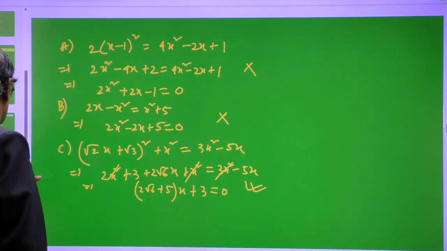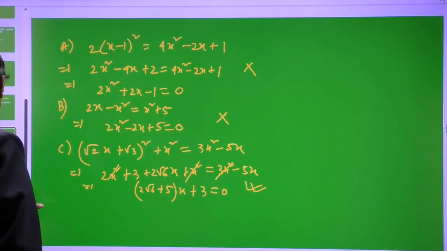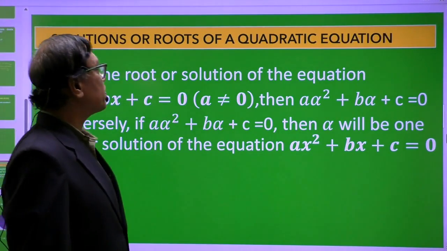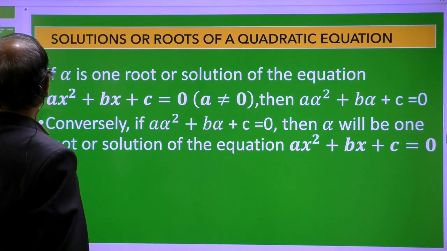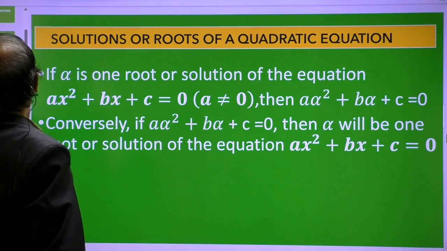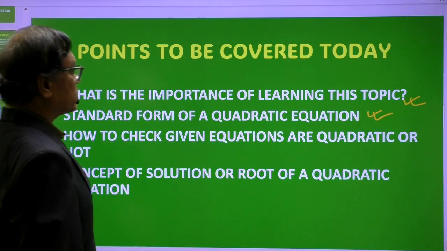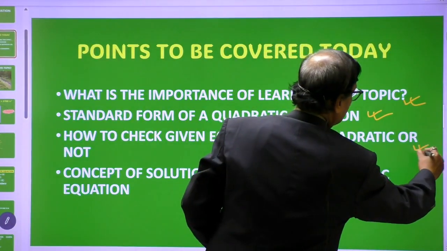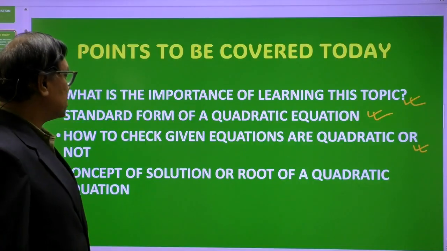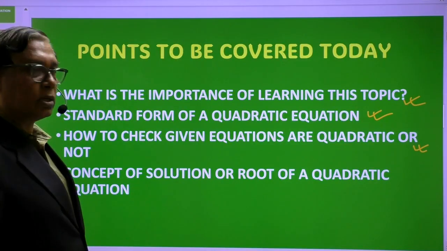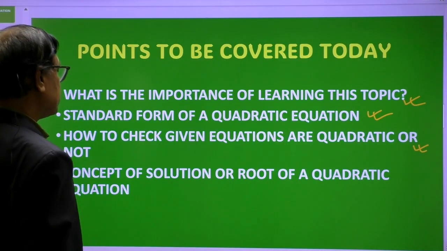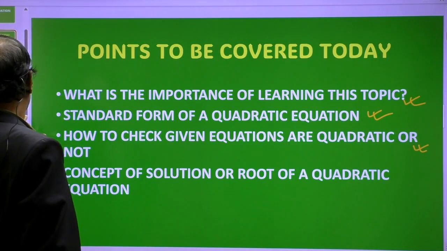Now come to the fourth point. Solutions or roots of a quadratic equation. Solution and roots of a quadratic equation. This is the fourth point. So we have completed 3 points till now, 1, 2, 3. Now the fourth point, the concept of solution or root of a quadratic equation. We will learn the concept of solution or root of a quadratic equation.